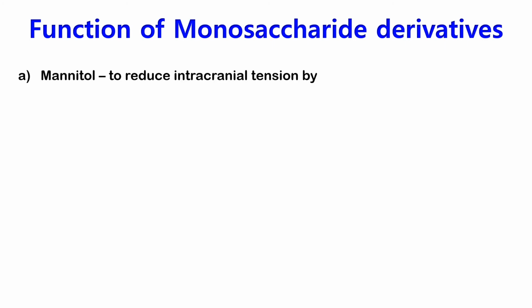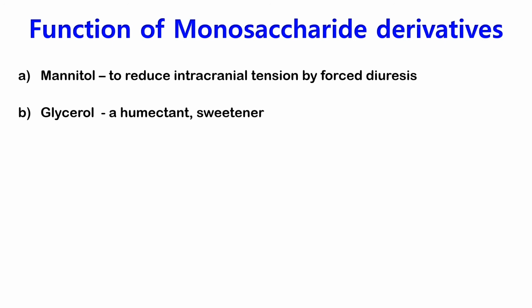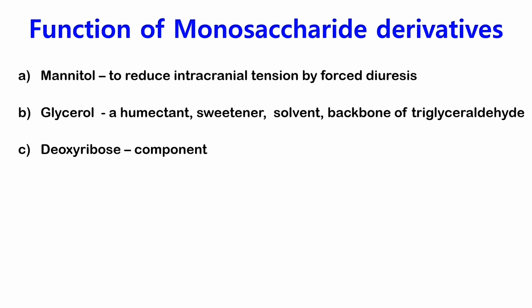The function of monosaccharide derivatives can be described based on the structure or component they belong to. Mannitol is an osmotic diuretic which is used to reduce intracranial tension by forced diuresis. Glycerol can act as a humectant, sweetener, solvent, and backbone of lipid. The very well-known deoxyribose is the component of DNA that carries genetic information in all living things.